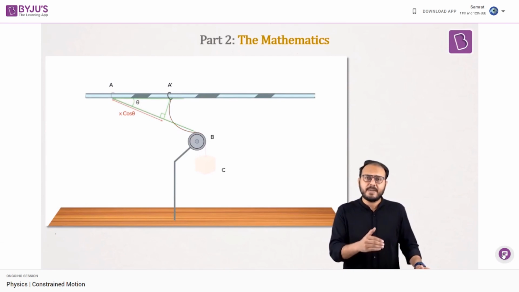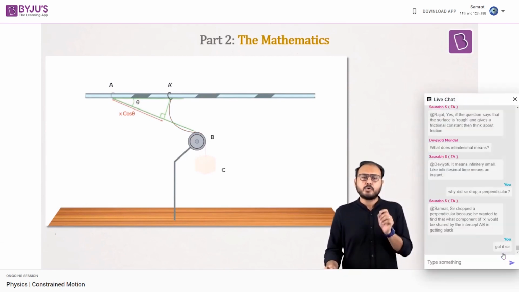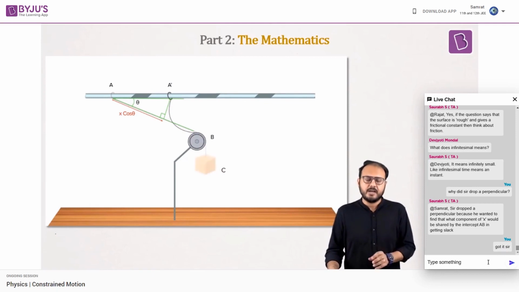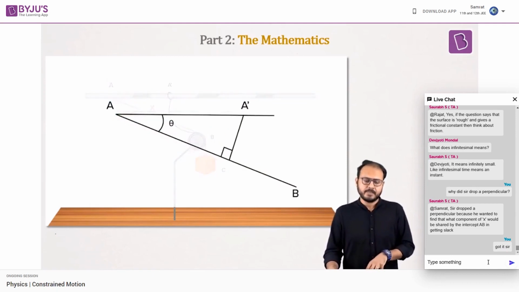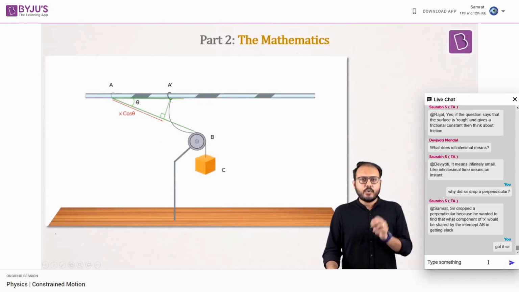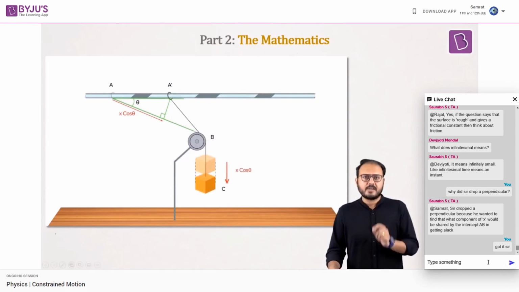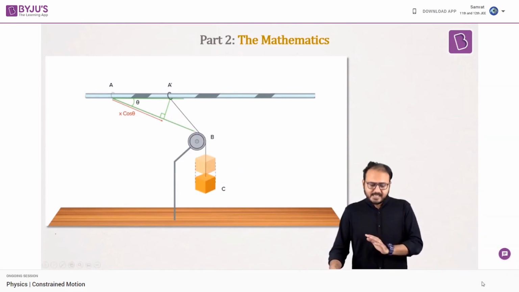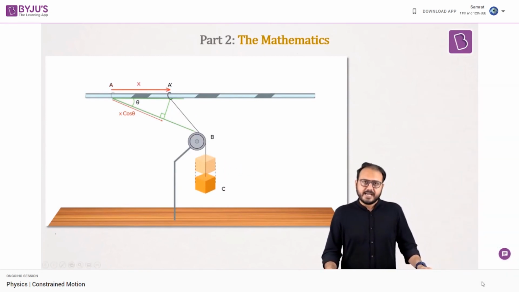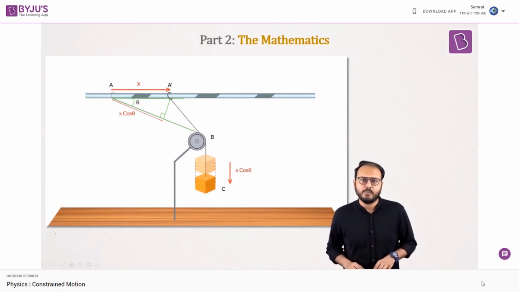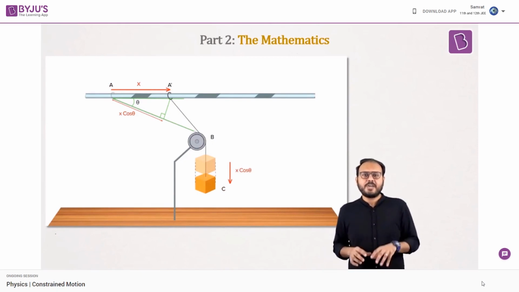But the string cannot remain slack. Somebody needs to compensate this x cos theta. And who steps up? The block C. So the ring goes to the right by x. The string gets slack by x cos theta. And consequently, to compensate for it, C has to go down by x cos theta. The summary is, the ring slides to the right by x, the string goes slack by x cos theta, and C goes down by x cos theta, the same amount. This is how the cookie crumbled.